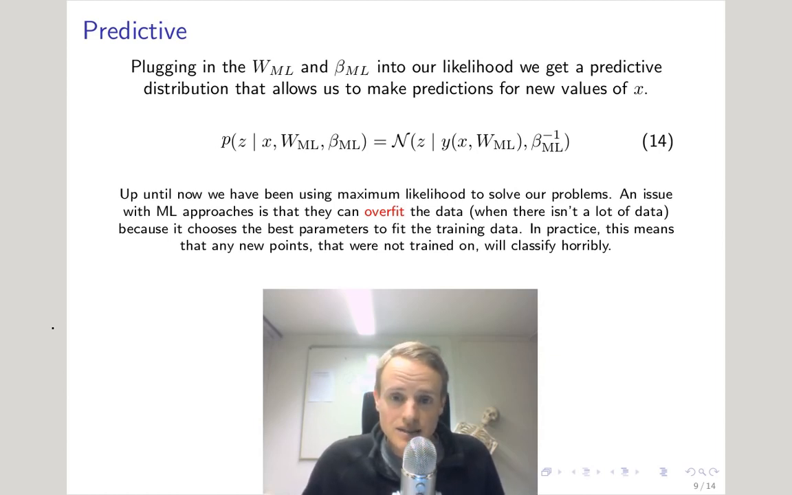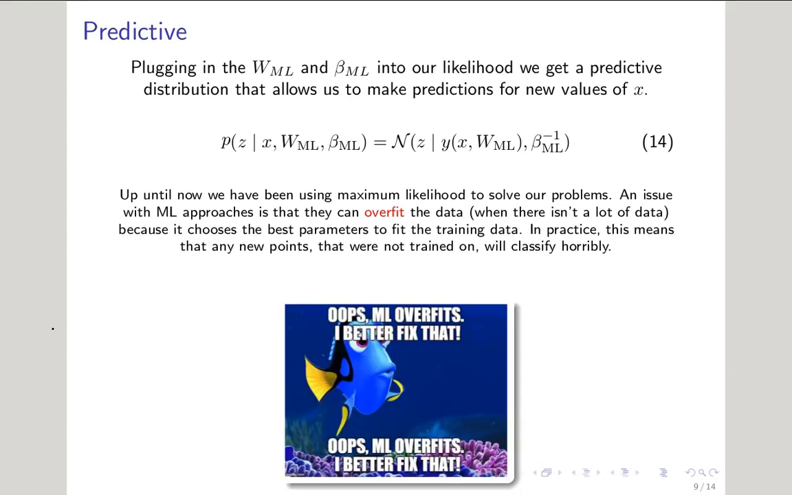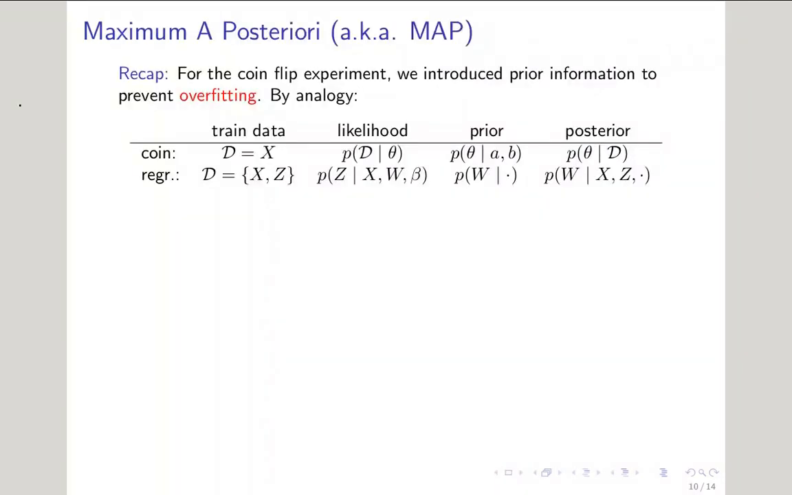Remember, in the last lecture, how we saw the high order polynomial overfit the data when we optimized it using least squares? Well, that was a special case of maximum likelihood. And one of the properties of maximum likelihood is that it overfits. So let's talk about a way for us to fix that problem. If you remember way back to the parameter inference lectures, there was a coin flip experiment where prior information was introduced to prevent overfitting. We're going to do the same thing here.